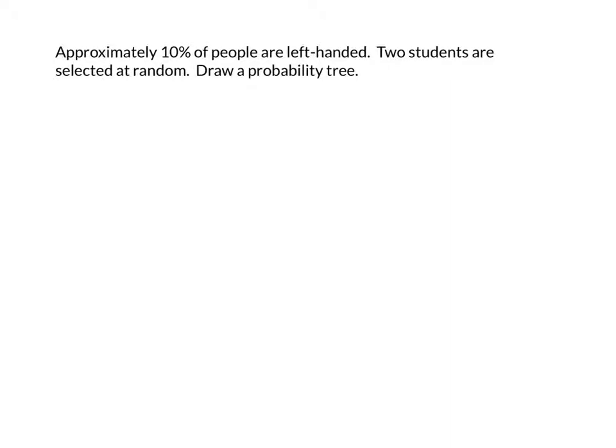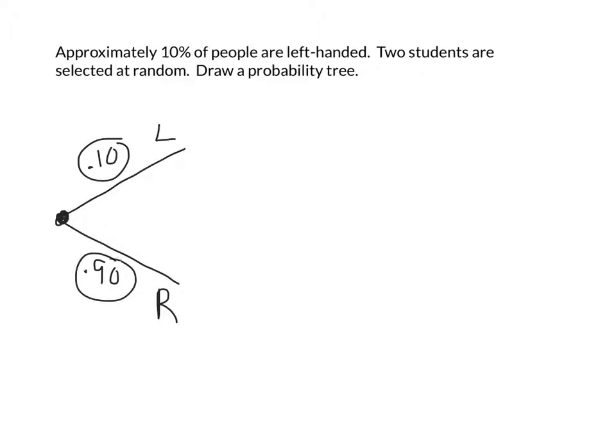To begin our probability tree, we're going to start with our dot, and this is going to be our root. Now our next step is to put the branches from the root here. So our two options we have, the person is either left-handed or right-handed. The probability that they're left-handed is 10%, and the probability they're right-handed therefore would be 90% due to the complement rule. So that's our first student, our first set of branches.